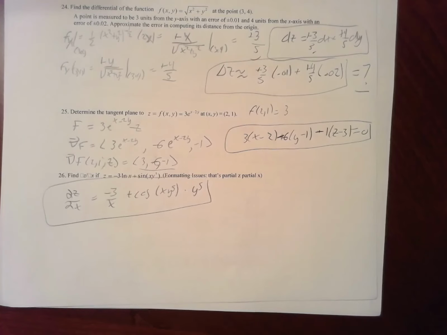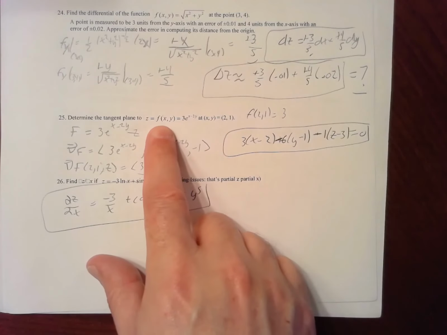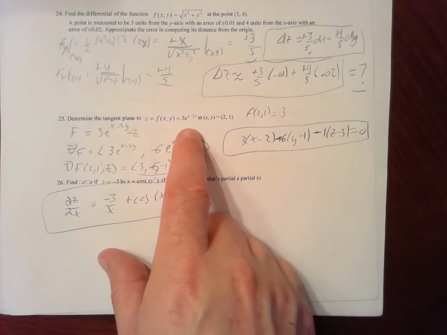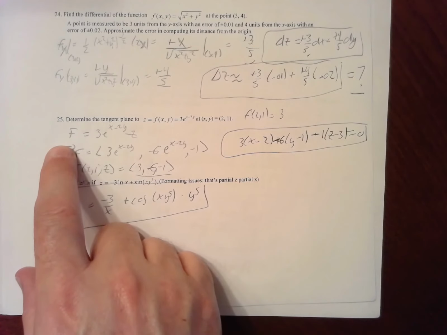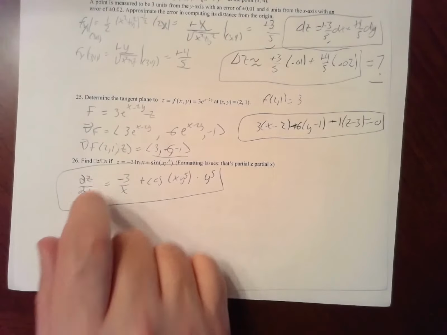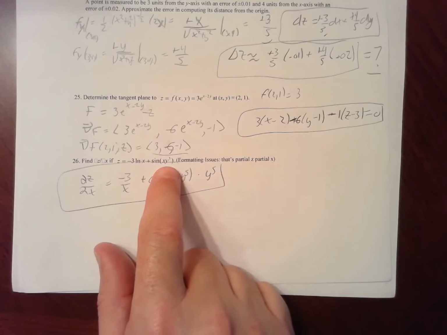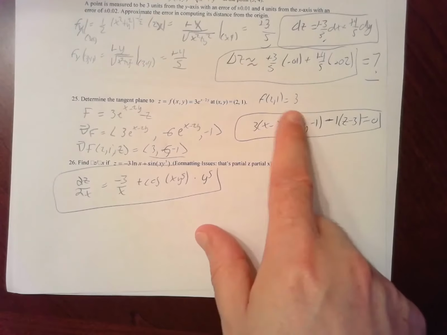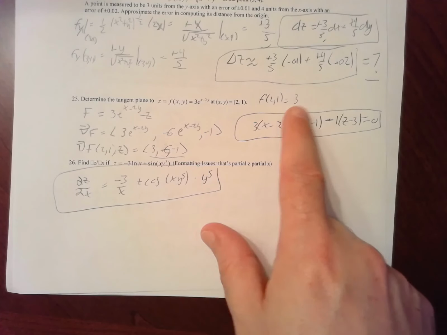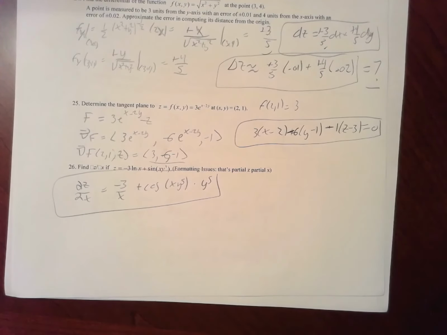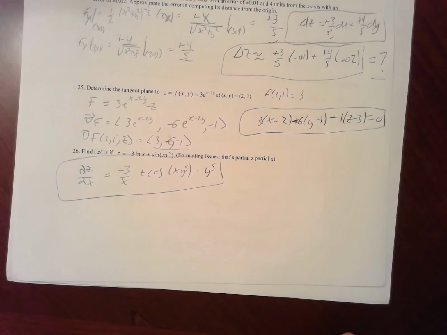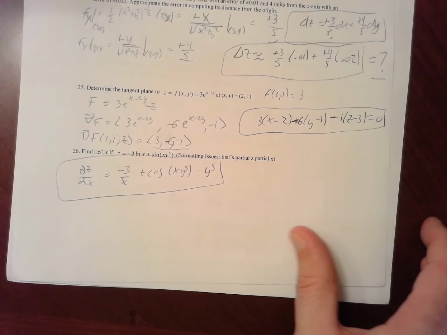Tangent plane, again, this is the same question over and over again. First thing we want to do is make this a higher dimensional function. So move the z over to the other side and call the whole thing capital F. Take the gradient, plug in your point, get your vector. You're going to need your z value from the original. So plug in your point, your x and your y to get the z, and then write out the equation of your plane. Okay, there, that one's really easy. Partial z, partial x. Look at that.